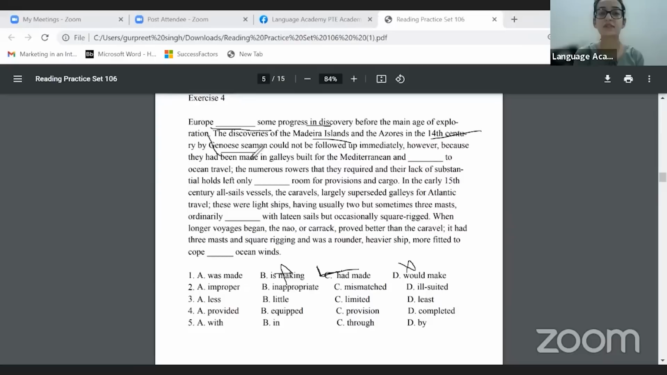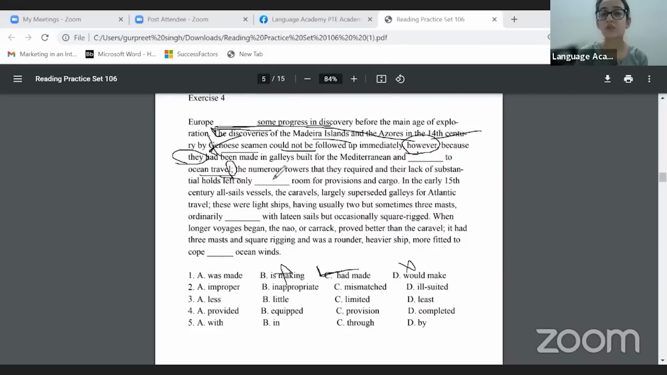The discoveries of the islands in the 14th century could not be followed up immediately, however, because they had been made in galleys built for the Mediterranean and dashed to ocean travel. Still we have explanation. It's not a full stop, it's a semicolon. So the right way of reading this sentence is, whenever we have a connector, we should read it at the beginning of the sentence. So the previous sentence said Europe had made some progress. However, the discoveries of these islands in the 14th century could not be followed up immediately because they had been made. Because we need to understand who they are here. They means these discoveries. Because these discoveries had been made in galleys built for the Mediterranean and dashed to ocean travel. So whatever discoveries were made, these were made for the Mediterranean, and these discoveries were dashed to ocean travel.